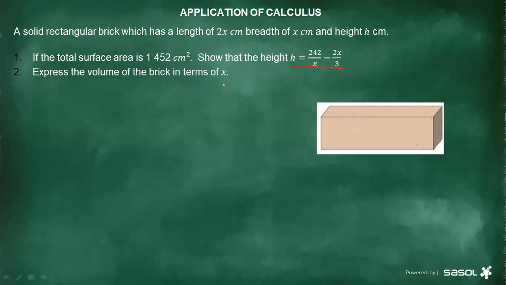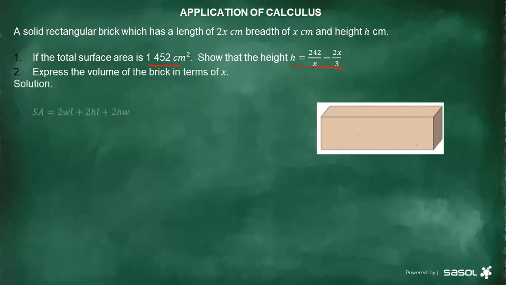Now, I always advise learners that before you answer the first question, what is important is the information that you are given from the scenario. And you can see from this one, we are given what? The surface area as 1,452 centimeters squared. For you to answer this question, you write the surface area, then you substitute, then you make h the subject. Always, you start with what you are having from the scenario.